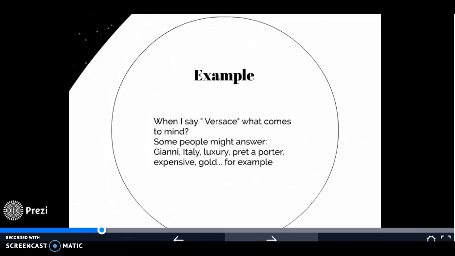So basically, some participants can say luxury, Italy, Rome, Gianni, Donatella, expensive, net-a-porter, pret-a-porter, many things. And that will give you also words that you can use to help the brand to grow. It's a good idea if you ask the participants to write their answers down before they say it out loud, because that will prevent groupthink, in the sense that, imagine if I say out loud, expensive, and then everyone will say, oh yeah, that's true.